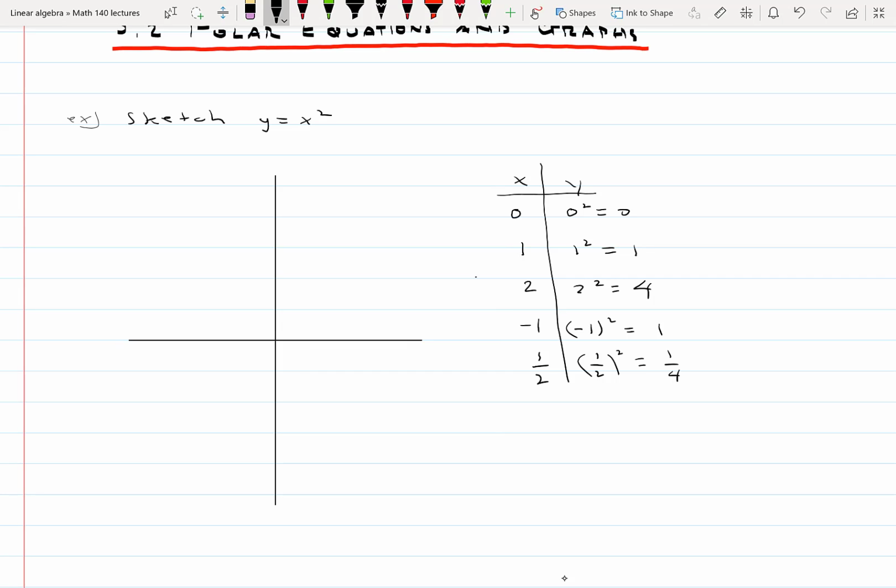Then, as I mentioned a second ago, you plot these points. Let's say if this is x equals 1, here's y equals 1, y equals 2, 3, and 4. If x is 0, y is 0, so the origin is one of our points. If x equals 1, y equals 1. If x equals 2, y is 4. So this point corresponds to 2 and 4. If x equals -1, y equals +1. And just to round things out, if x equals 1/2, then y equals 1/4.